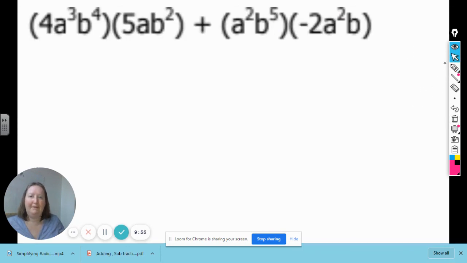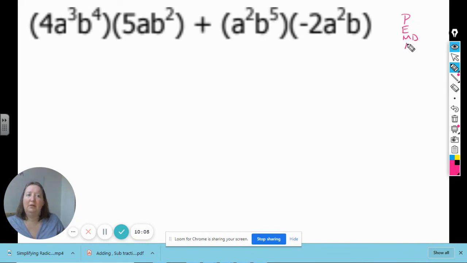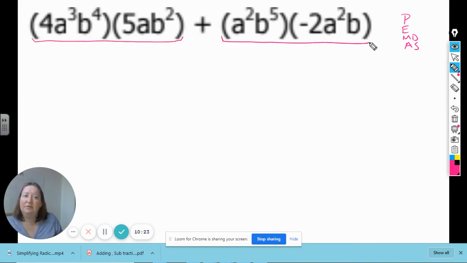Okay. This is actually one big problem, and I want you to think about order of operations, PEMDAS, right? Before I do addition and subtraction, okay, which is what that symbol is, I have to do multiplication or division. So I'm going to deal with these terms, and I'm going to deal with these terms, and then I can do some addition. Maybe, if they all have the same variables to the same power. You'll see what I mean.